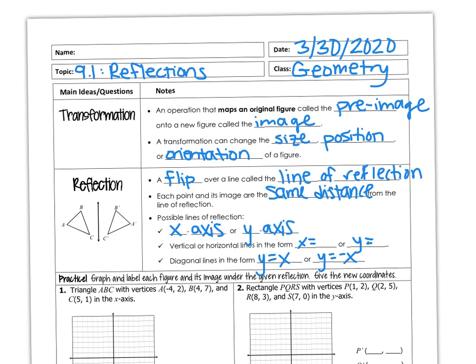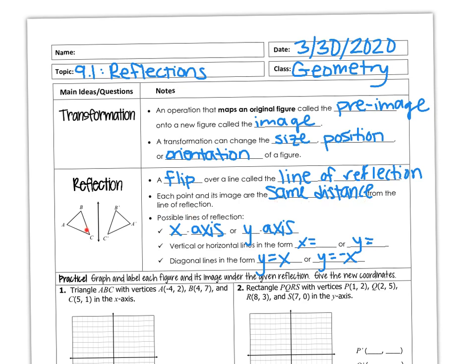Now let's talk specifically about a reflection. A reflection is a flip over a line called the line of reflection. So if you look at this picture right here, this is our line of reflection. Here's our original pre-image, and we are reflecting it over here, and this is the new image. The notation, we call this A prime, B prime, and C prime. That's the new image that we created.